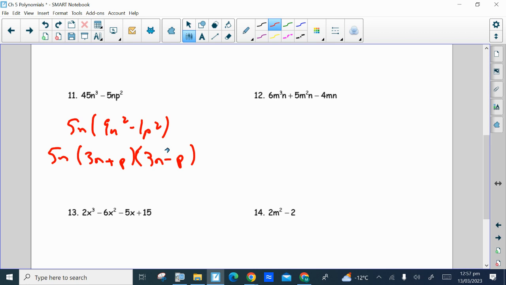Number 12, that's a trinomial, and there is a common factor. Your common factor here would just be the letters m and n. The coefficients don't have a common factor because the middle number there is 5. That's a prime number. So to get the other factor, you'll divide each term by mn, which will give us 6m squared plus 5m minus 4.